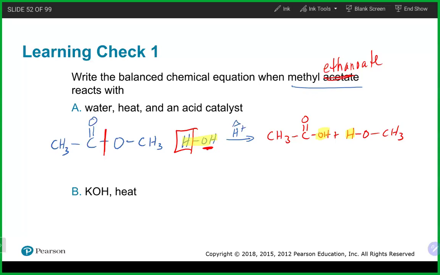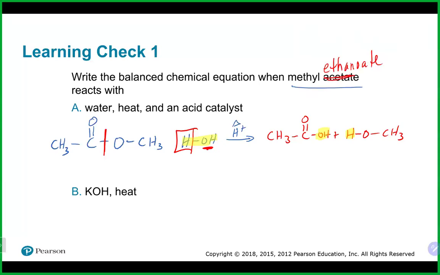All right, now the second one is going to start with the same thing. So we'll start with our CH3, C double bond, OCH3. In this case, we're going to use KOH, which is a strong base. So this is going to be a base hydrolysis. Doesn't really matter. It's going to still break apart right there. So we'll get our two parts. We'll do a CH3, C double bond there.